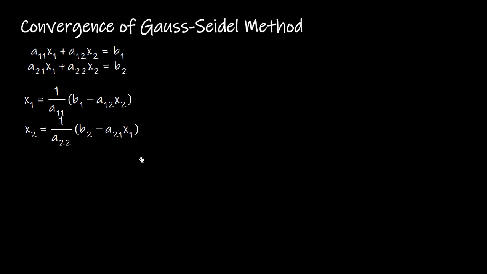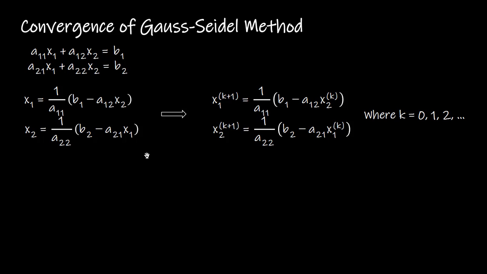Once we have obtained the solution expressions for the variables, we can construct the Gauss-Seidel iterative scheme by just taking the superscript k plus 1 on the left hand side variables and superscript k on the right hand side variables, where the value of k is 0, 1, 2, 3 and so on. The symbols x1 superscript k plus 1, x2 superscript k plus 1 represent the k plus 1th approximate solution, whereas x1 raised k, x2 raised k represent the kth approximate solution of the given system.